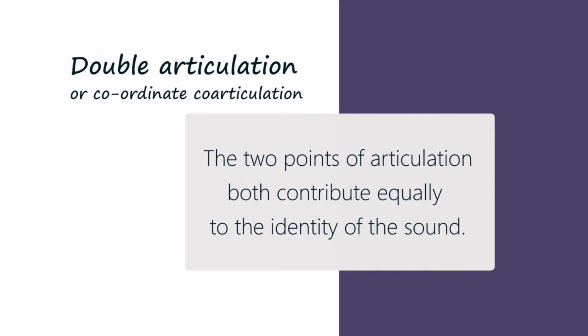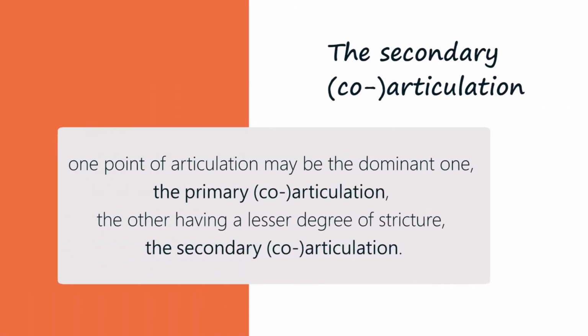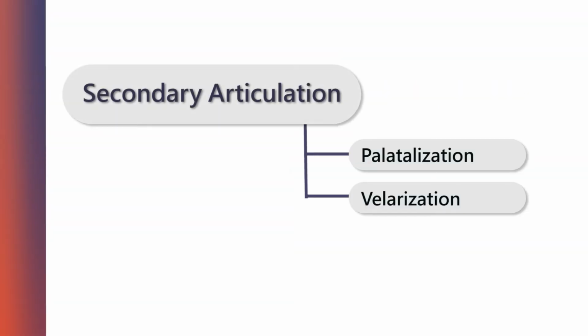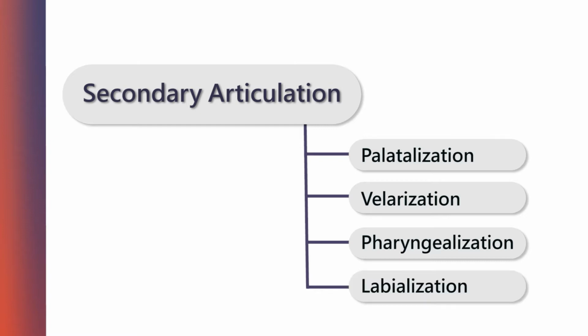If the 2 points of articulation contribute equally to the articulation of the sound, it's called double articulation. But sometimes there are 2 points of articulation involved and one of them has a primary role and the other one has a secondary role. I know up to now this sounds kind of abstract, but now I'm going to give you specific examples of what secondary articulation is. Examples of secondary articulation are palatalization, velarization, pharyngealization, and labialization.